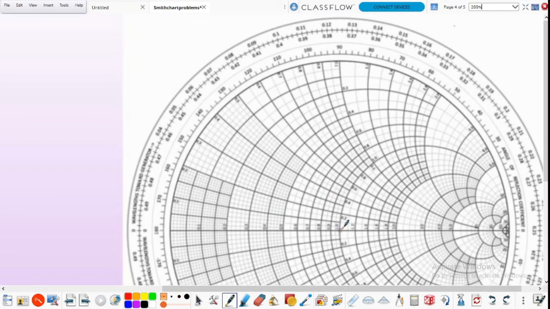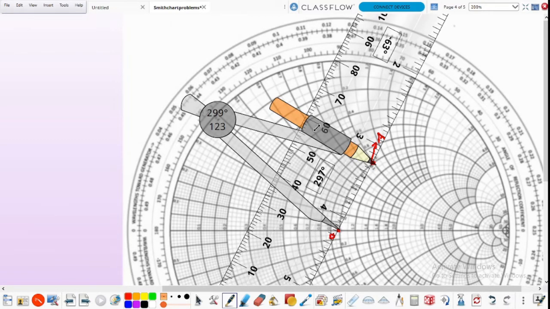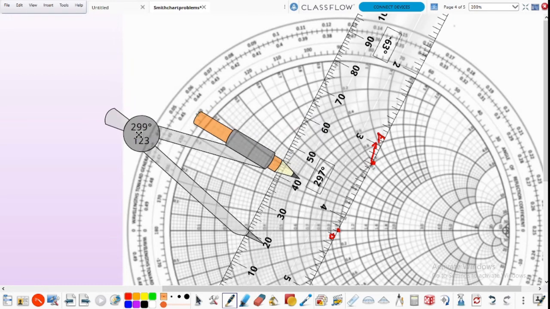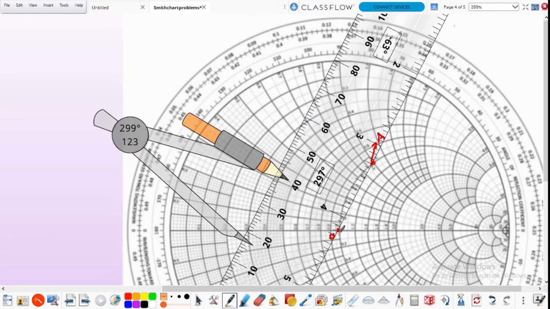This is the R is equal to 1 constant circle and the X is equal to 1 constant circle. Mark on the graph sheet. So this intersection point is considered as point A. And after that, using a scale, connect the origin point and point A.